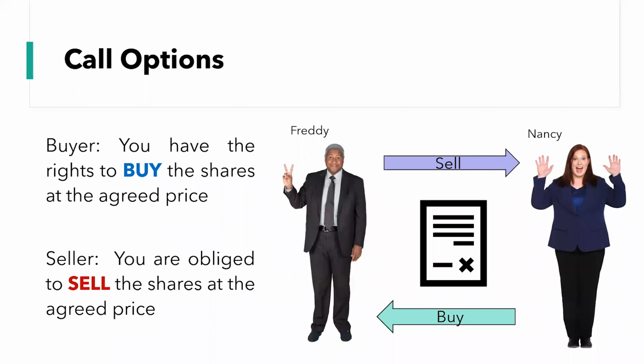Just to get my definition right, and to invite both of my friends, Freddie and Nancy, up again. For a call option, we have the buyer and the seller. For the buyer, you have the right to buy the shares at an agreed price stated in the contract. In summary, you can decide to buy the shares if you wish to, as the buyer of the call option. Now, for the seller, you are obliged to sell the shares at the agreed price if the buyer chooses to exercise his rights. So that's the definition.